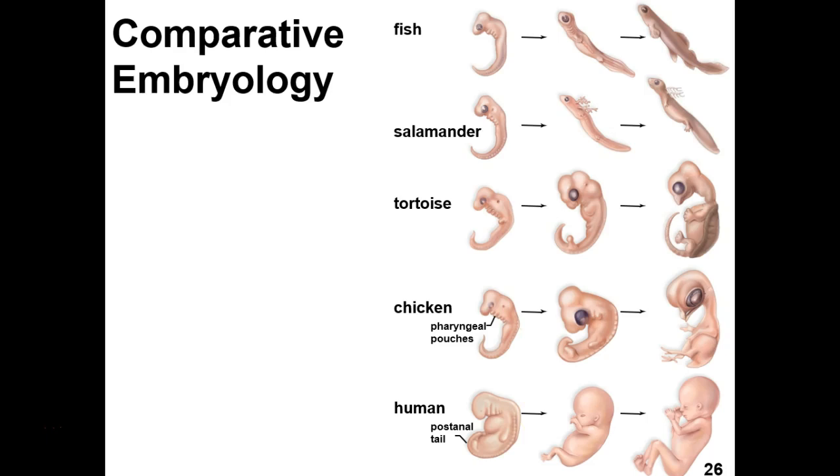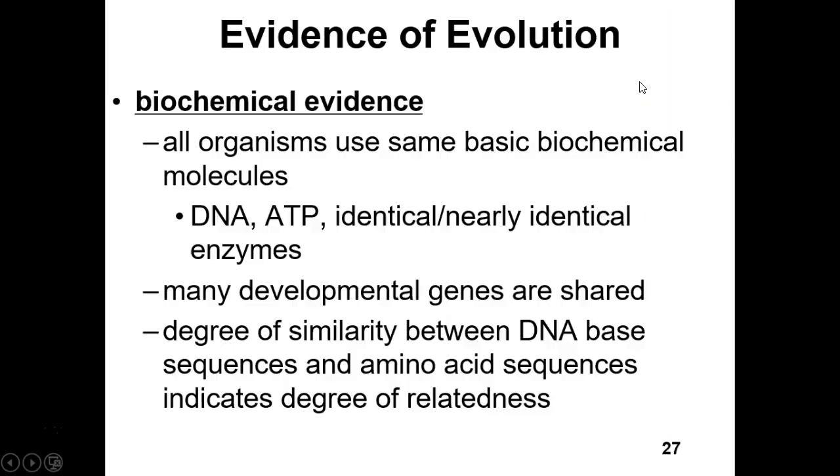Here you can see all the structures. We all start out with that little tail. We have those pouches. We have the brain, the same type of nervous system structures forming. But each of these are going to develop slightly differently, and eventually we're going to form a human or a chicken or a tortoise, salamander, or fish.